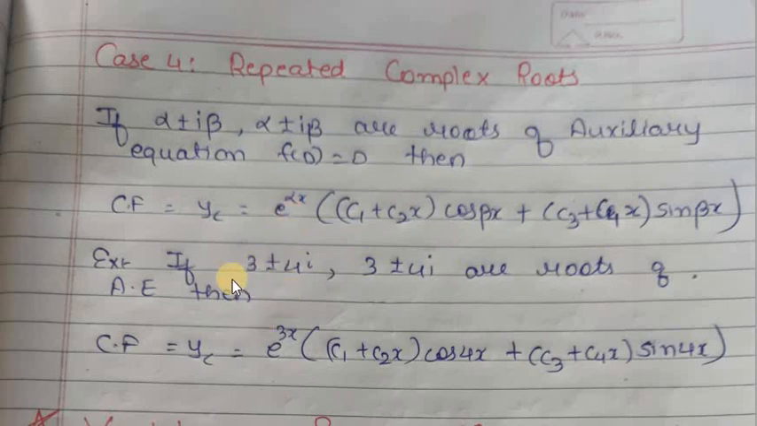For example, say these are two repeated complex roots, that is 3 plus minus 4i and 3 plus minus 4i. So here it will become e raised to 3x for the real part. Then after (c1 plus c2x), the imaginary part is 4, so it will become cosine of 4x plus (c3 plus c4x), and then after sine of 4x.